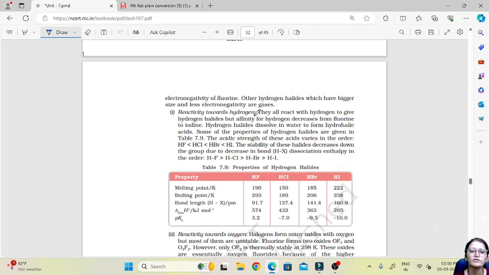Then next, reactivity towards hydrogen. So hydrogen halides. First of all, the acidic strength follows the same order as we have seen in the previous groups. Acidic strength increases down the group, then stability decreases down the group, and bond dissociation enthalpy decreases down the group. As you go down the group, you can easily break the bond of the lower halides.